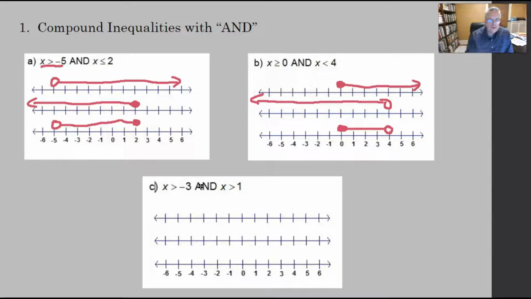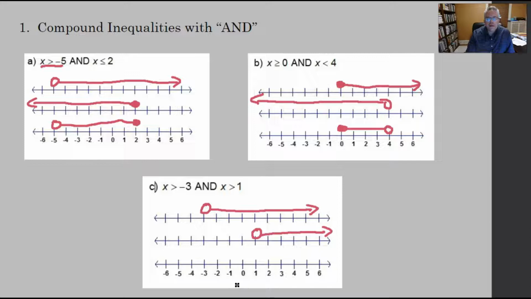All right, one more. x is greater than -3. So let's go this way. The second inequality is x is greater than 1. All right, they're being tricky this time. So x is greater than 1.